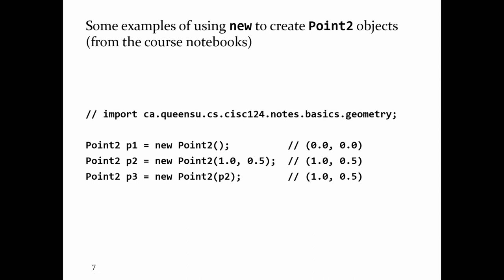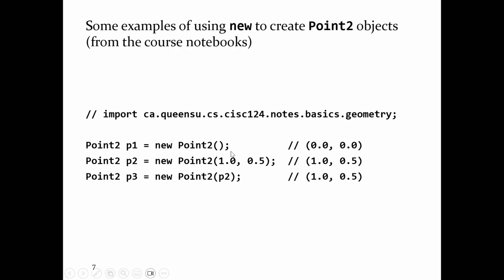This particular constructor has no arguments, so new Point2 with round brackets. It turns out that that constructor initializes the point so that its coordinates are 0 and 0, so you're at the origin. There is a second constructor in the Point2 class. It takes in two double values, the x coordinate and the y coordinate of the point. So you end up with a second point whose coordinates are 1 and 0.5.